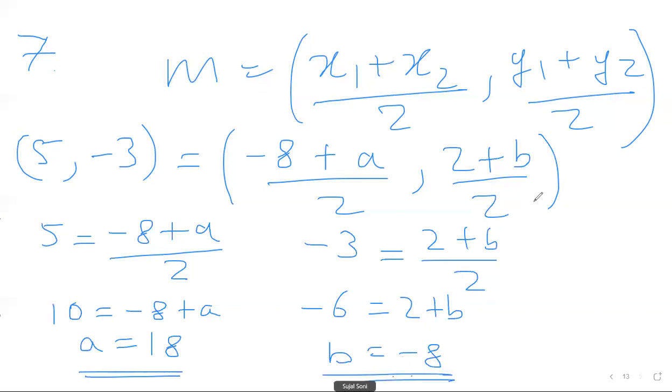Okay. Check your answer, Sujal. A is 18, B is negative 8. Okay. So you got the correct answer.